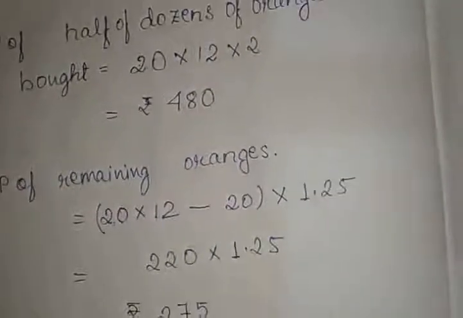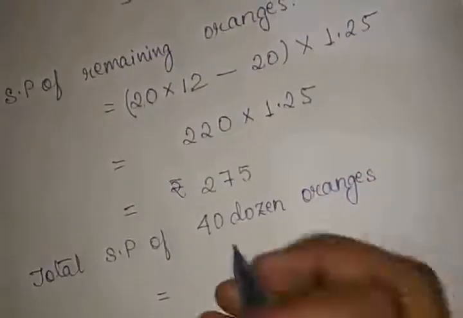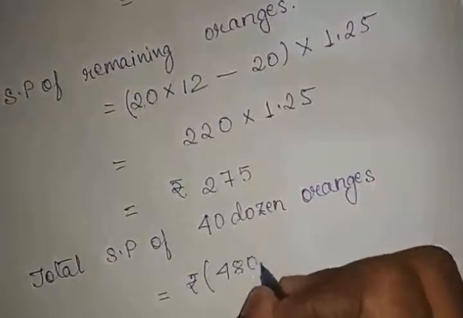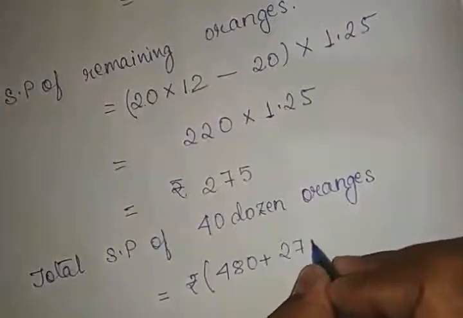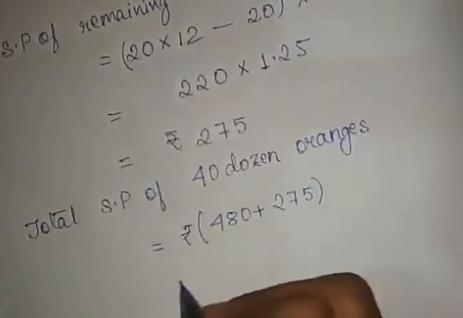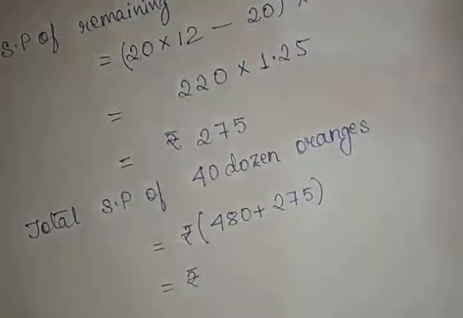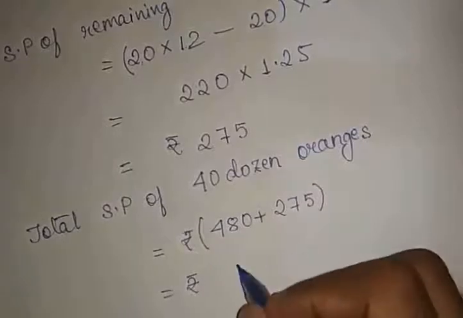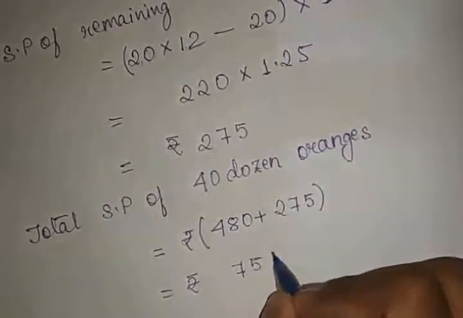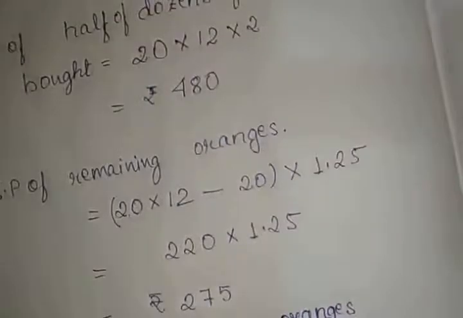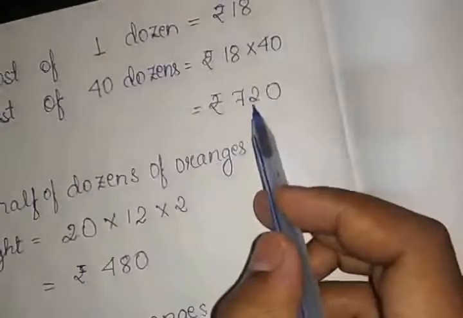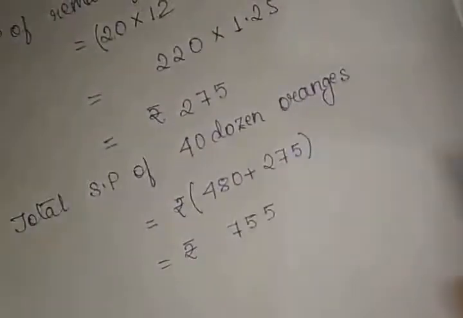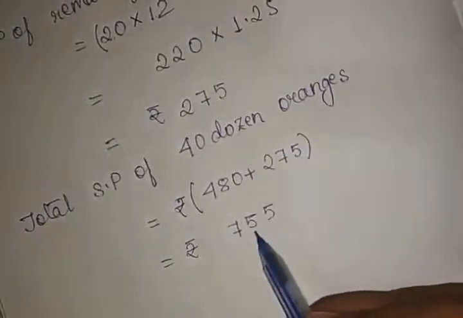Then the selling price of 20 dozens was 480. That is equal to rupees 480 plus 275. After adding this, we will be getting rupees 755. Now you see, the total amount that was spent in buying was 720, and the total amount earned after selling them is 755.